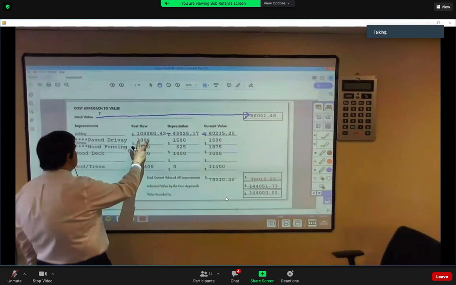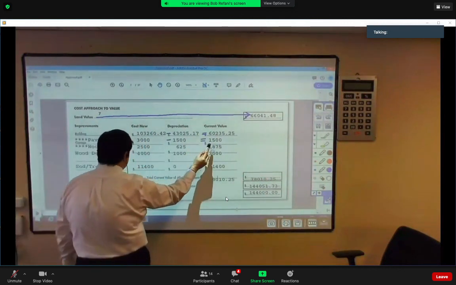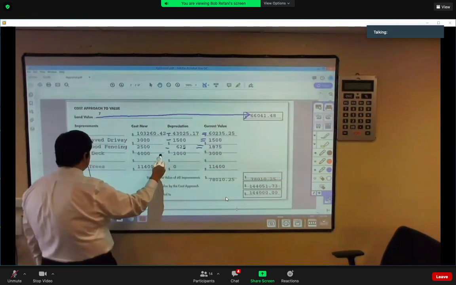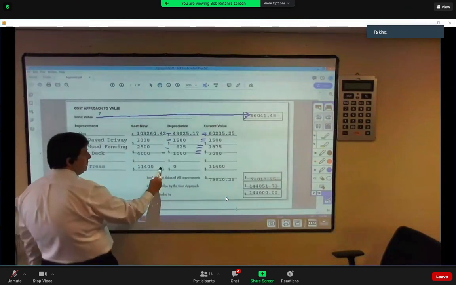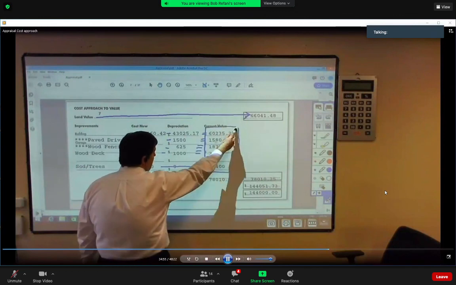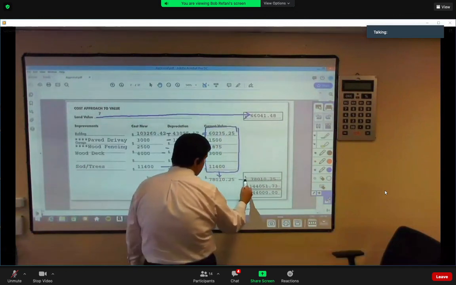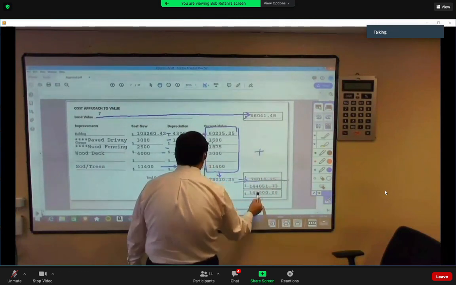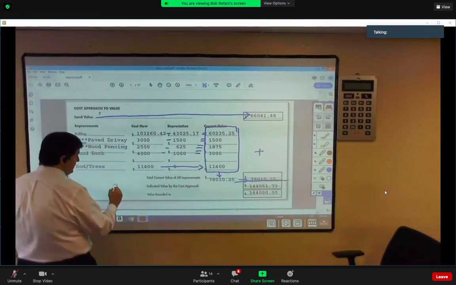On a second page, they said 3,000 is a driveway, but 1,500 is depreciated, so 1,500 is left. Wooden deck. And the sod and tree, they don't depreciate. You just write it here. Add everything on the land together. All of them added together is going to give you this much. So you write it here. So the land plus everything on the land is going to give you the property value. So you have to round it to the nearest $1,000.